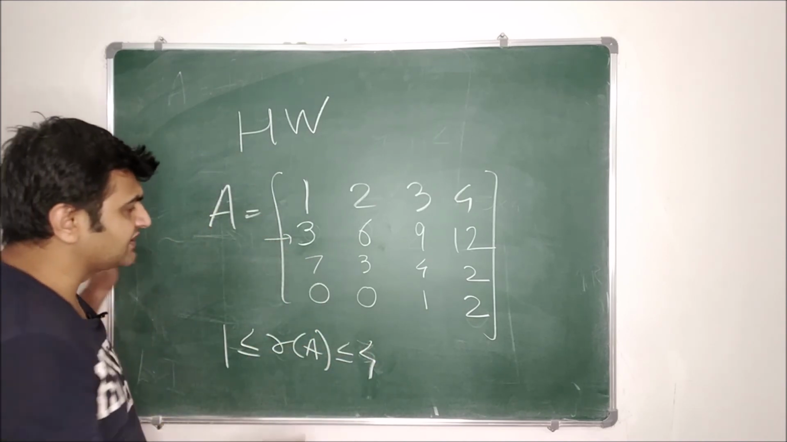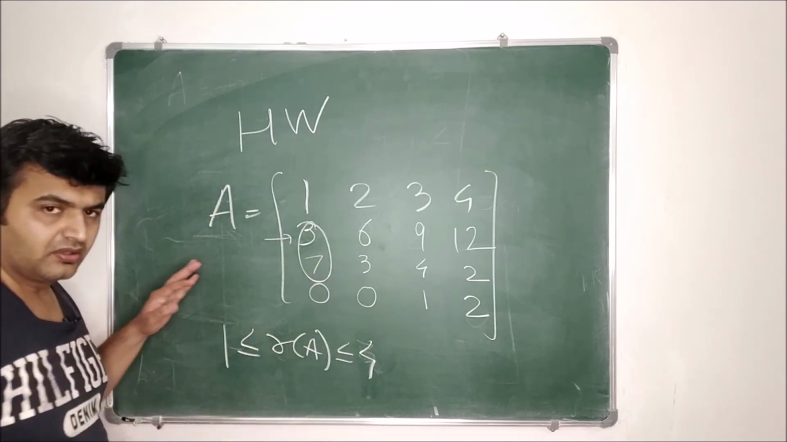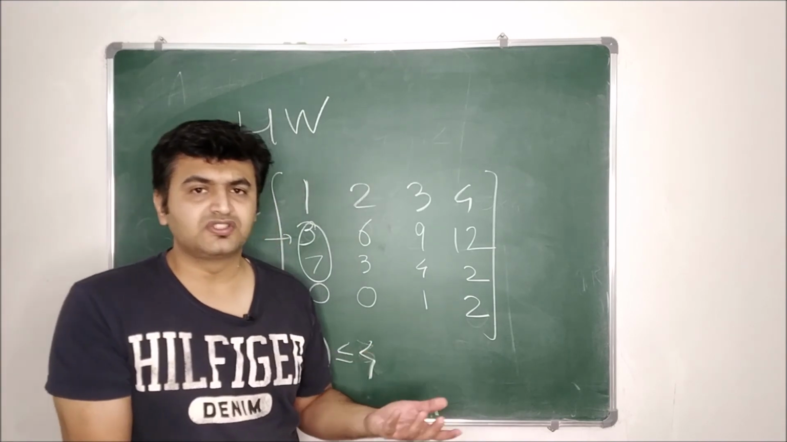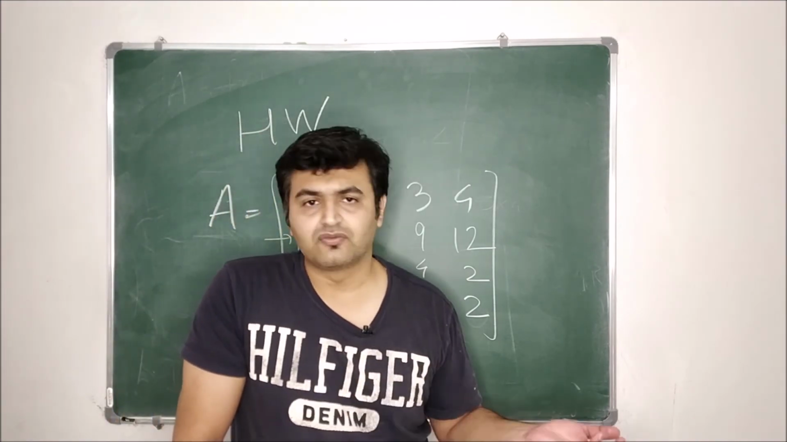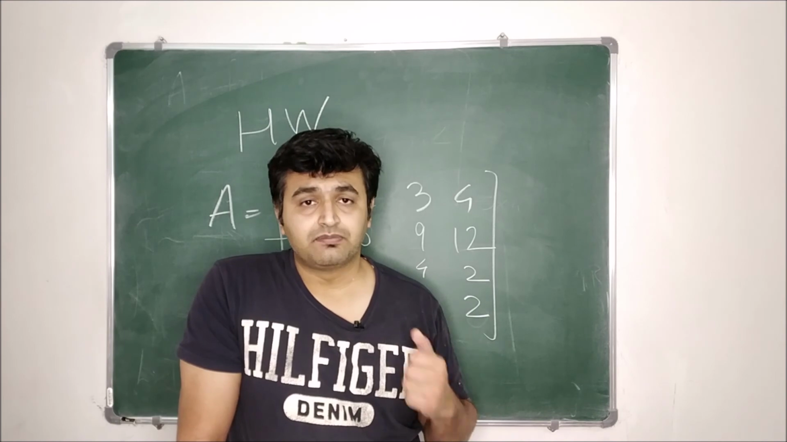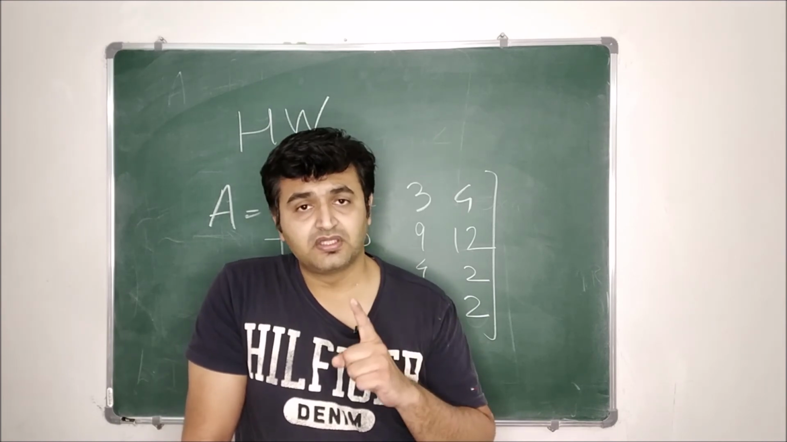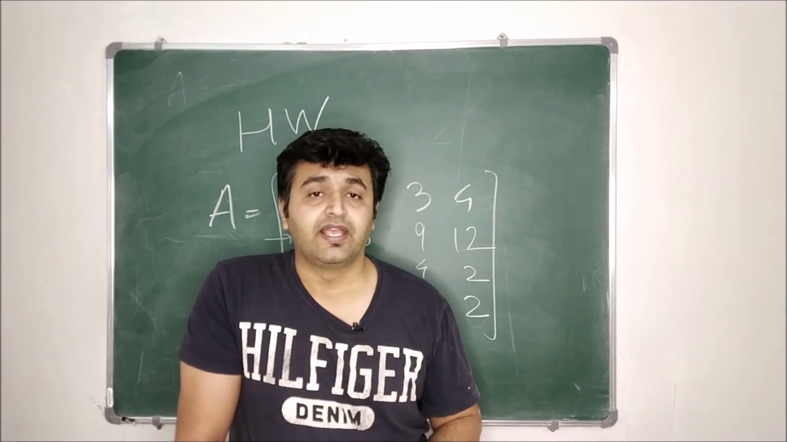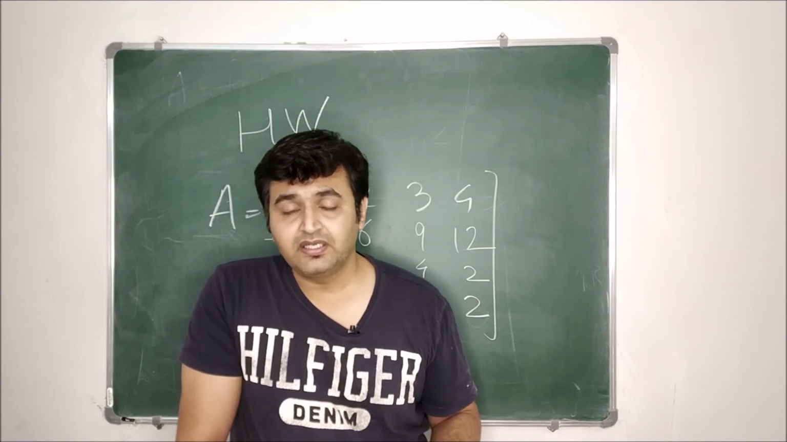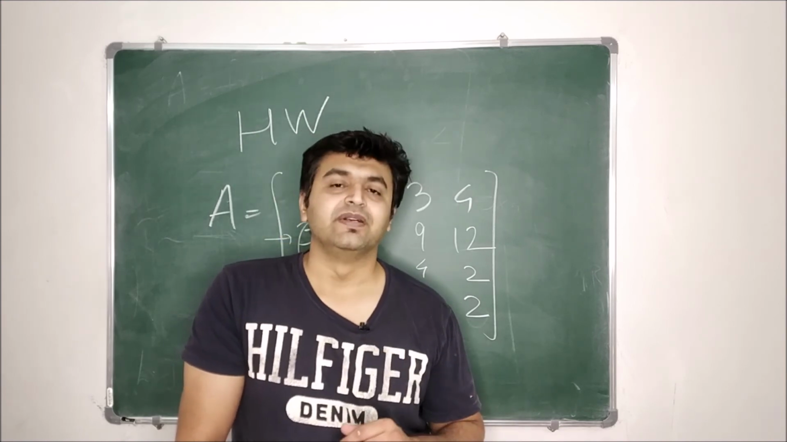Simply do the row operations, make this 0, bring it to the reduced form or the row echelon form, and just see the number of non-zero rows. So for this example, in the comment section, you have to tell me the rank of the matrix, and which rows are independent and which columns are independent.